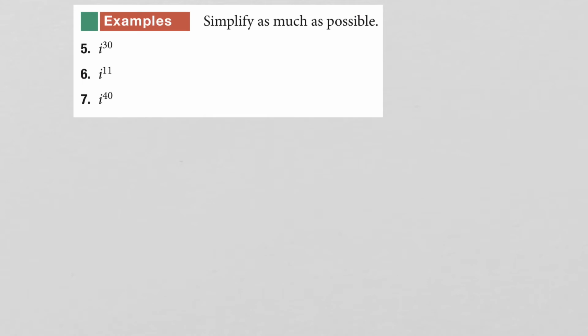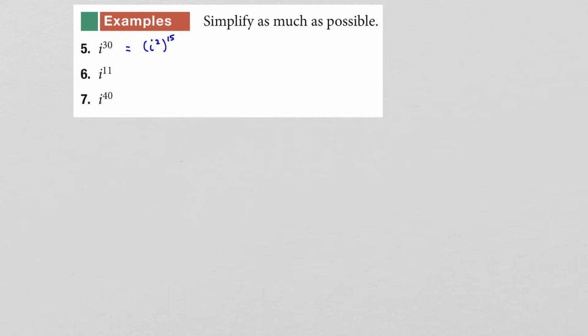Now there are a couple of different ways to do this. I'm going to stay consistent with what your textbook does. So i to the 30th power, what we can do here to simplify this is we can write this as i squared to the 15th power. And that's because using properties of exponents, when you have a power to a power, you would multiply those powers. So 2 times 15 would be 30.